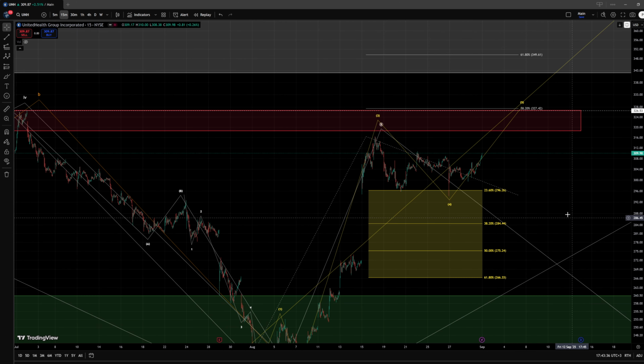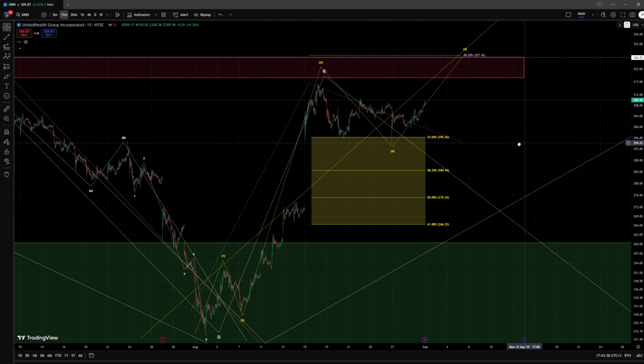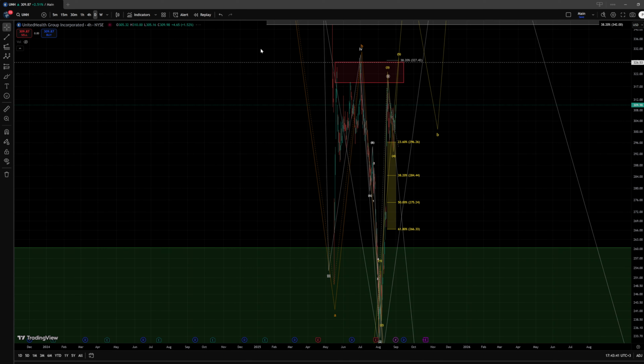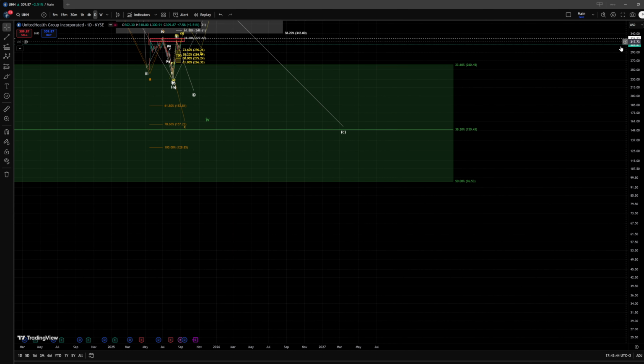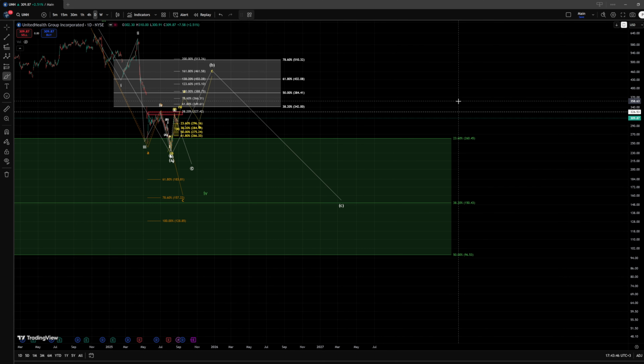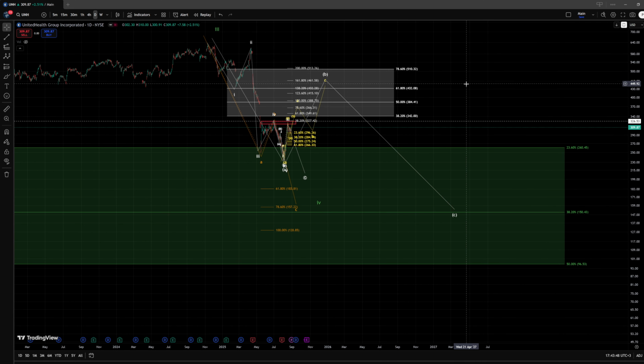I would overall focus on the larger support zone that we have here in yellow, and in the large time frame, the green support zone that we have here in green. And for now, these are the levels. This is the trade setup.